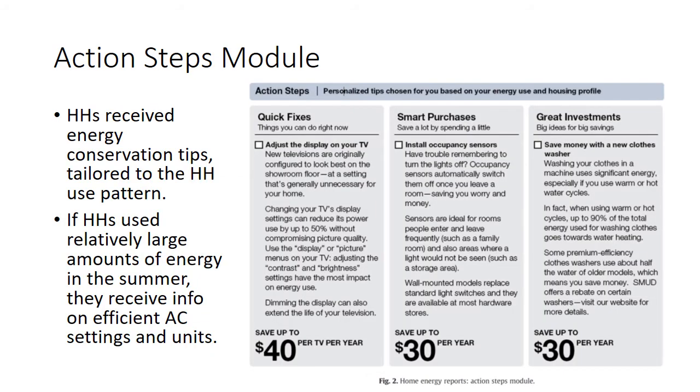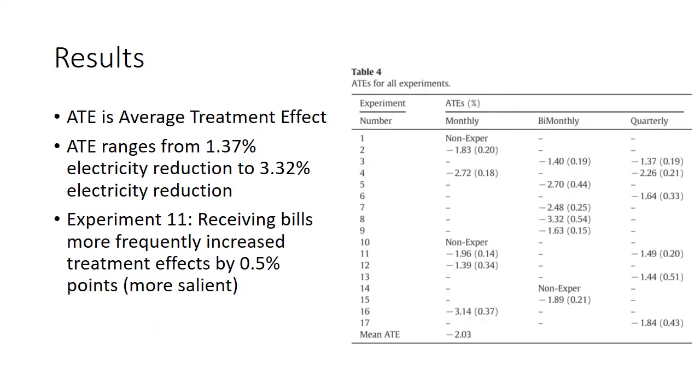They also receive actionable tips, so conservation tips to reduce electricity consumption. For example, if households use relatively large amounts of energy in the summer, they receive information on efficient AC settings in AC units. The results, the average treatment effect, ATE, ranges from 1.37% electricity reduction to 3.32% electricity reduction across the different states. This means that just receiving this social comparison on average reduces electricity consumption by 1.37% to 3.32%.